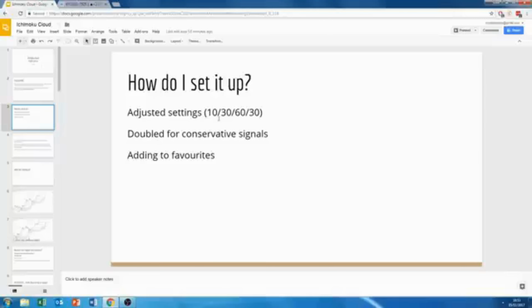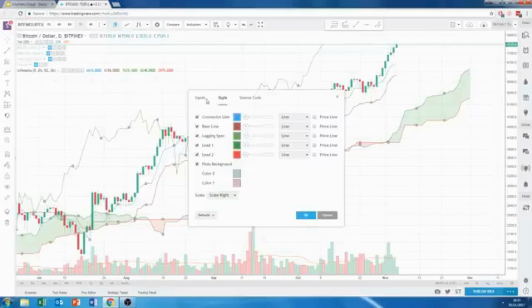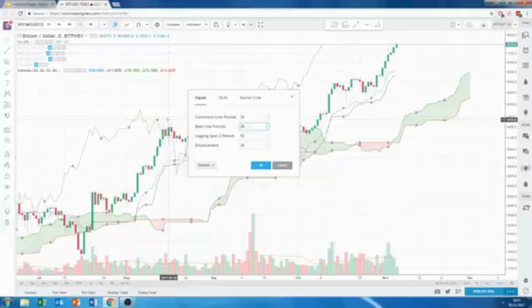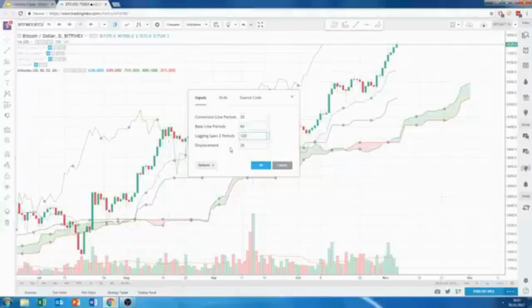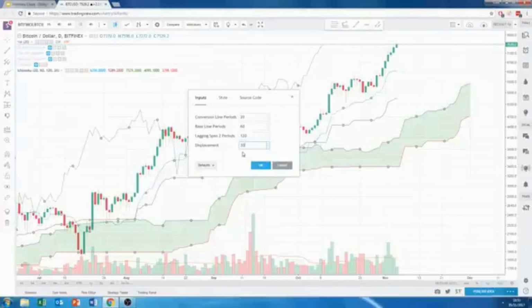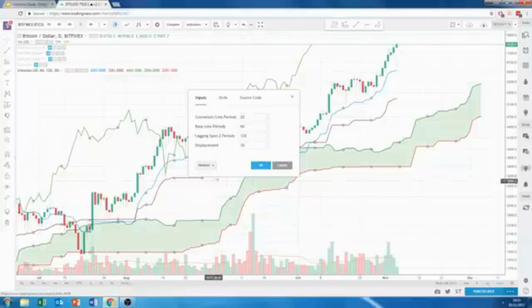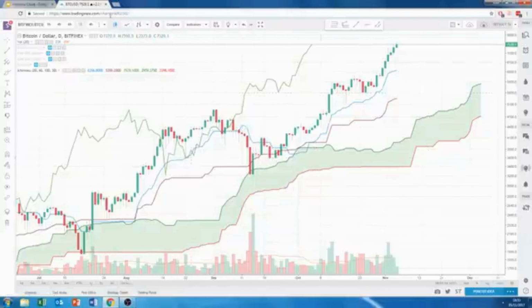Now, as I mentioned here, there are adjusted settings for crypto, 10, 30, 60, 30, to reflect the fact that it's a 24/7 market. A lot of traders, myself included, double these settings to get more conservative signals. So if you click on the cog, go to inputs, and you want the doubled settings, you go to 20, 60, 120, and don't double the displacement. That just stays at 30, okay? And then I also recommend, just for aesthetic purposes, to crank the style settings up at least one notch because it makes everything a bit easier to see in my experience. Then you can save those as your default, okay, and there you go, you're set up.